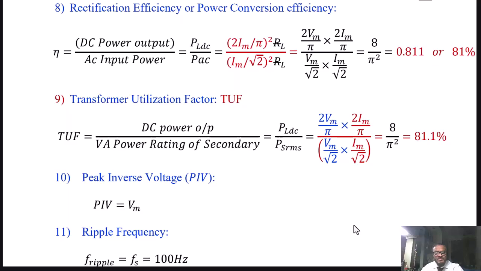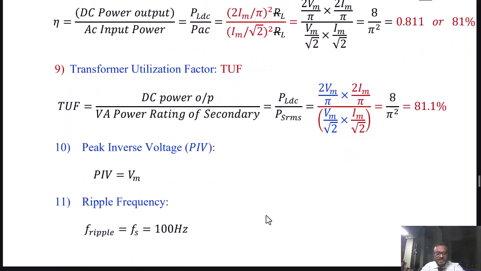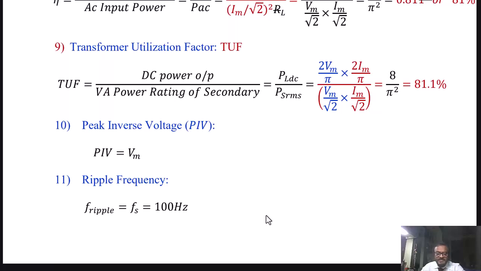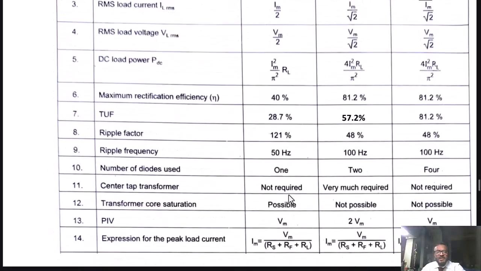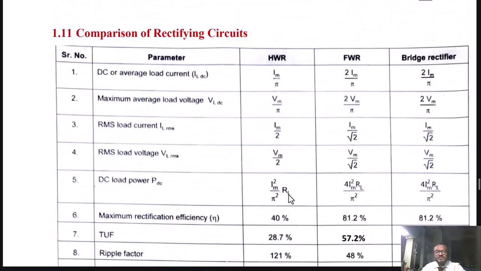The peak inverse voltage PIV value is Vm in this circuit and the ripple frequency Fs is 100 Hz as observed from the waveform. Here in the table, we have compiled all the various parameters we have just estimated for half wave rectifier, full wave rectifier and bridge rectifier for comparison purpose.